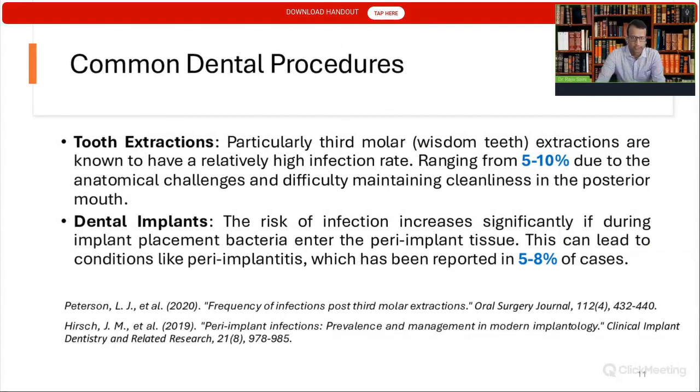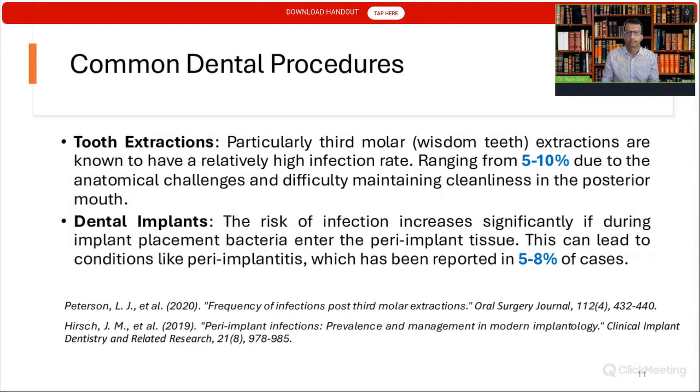Now, the common dental procedures where the chances of post-op infections are really high. Number one is tooth extraction, particularly wisdom tooth extraction. There is a 5 to 10% higher chance of getting a post-op infection after a third molar removal, because of the proximity of the anatomical locations, as well as challenges in maintaining proper oral hygiene, inaccessibility for proper brushing, and inaccessibility for proper flossing. So there are multiple factors that play a role.